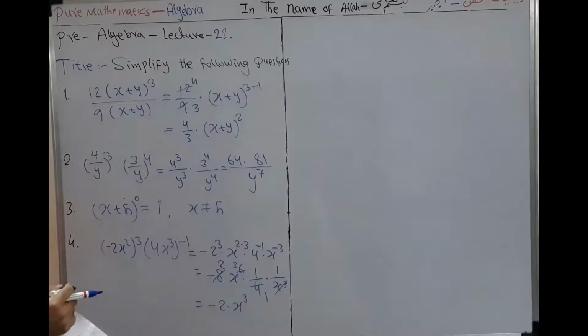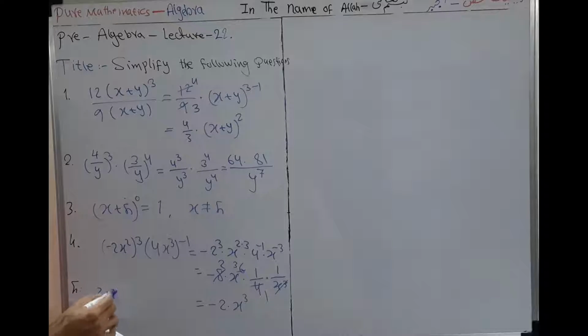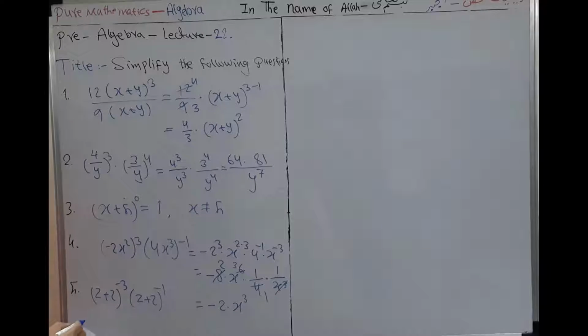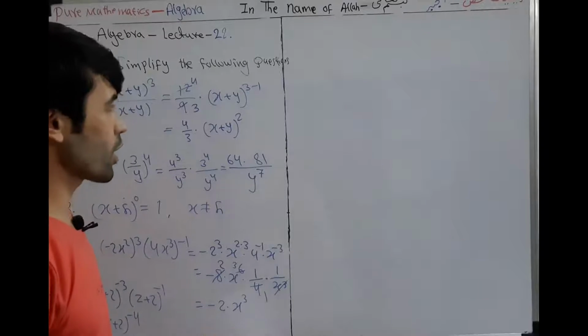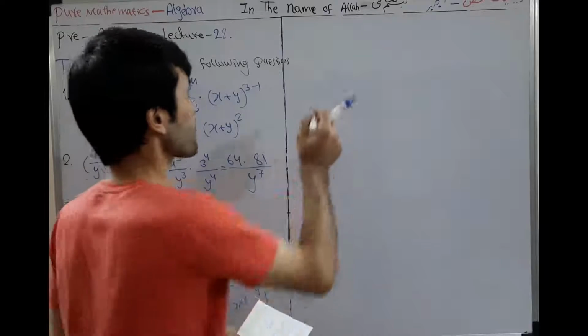Number 5. (z plus 2) to the power minus 3 into (z plus 2) to the power minus 1. It is equal to (z plus 2) to the power minus 3 minus 1, which is minus 4. We add the exponents.